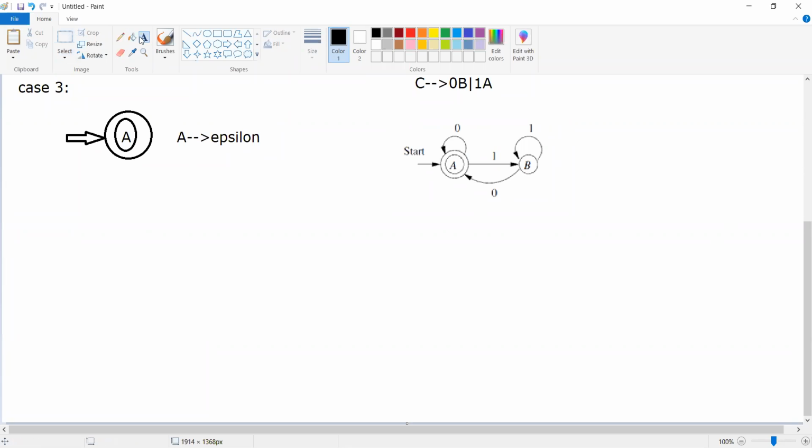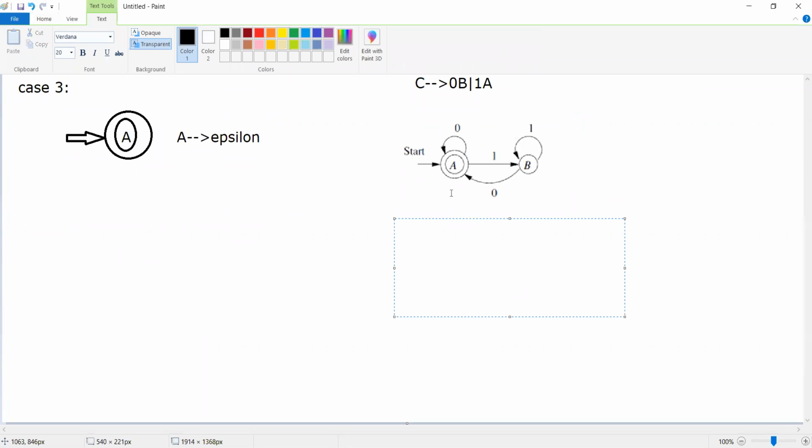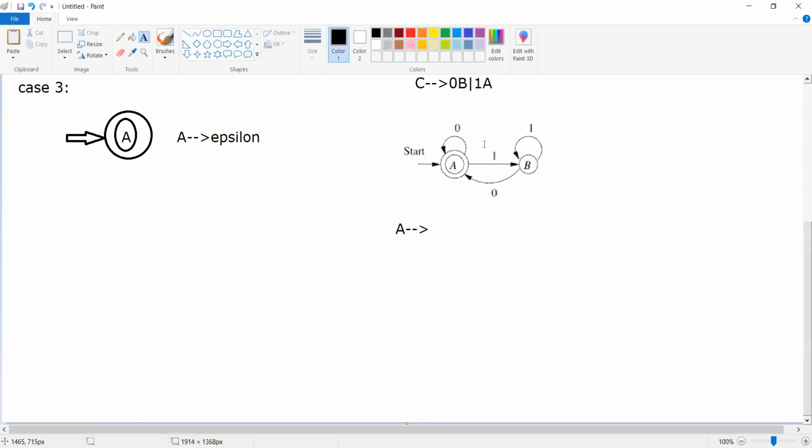Okay, now just follow the same three cases that we have discussed just now. As we have the states A and B, no need to rename now. I am going to take them as they are. So A derives. First we try to specify the transitions. What are the transitions we have? A on 0, please observe here. A on 0 goes to the same state, which is the final state.